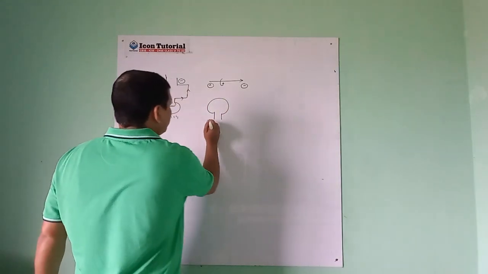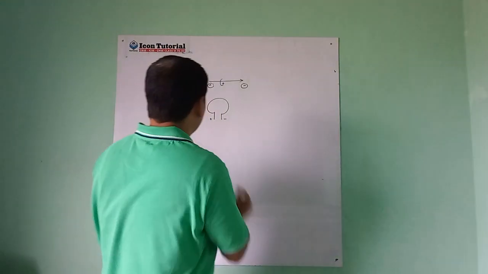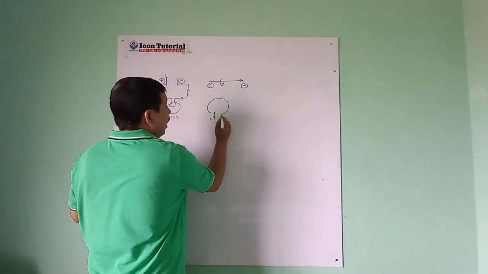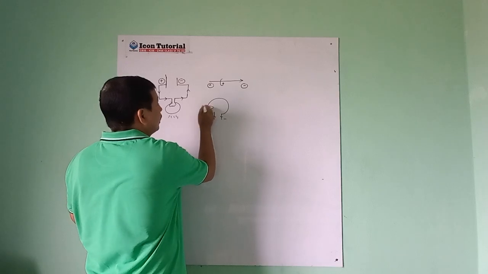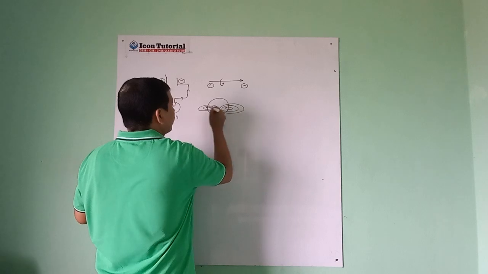Okay, so this is a plus, this is minus. If this is a plus, this is minus. So the current is flowing from the conductor, and there is a magnetic field, right?